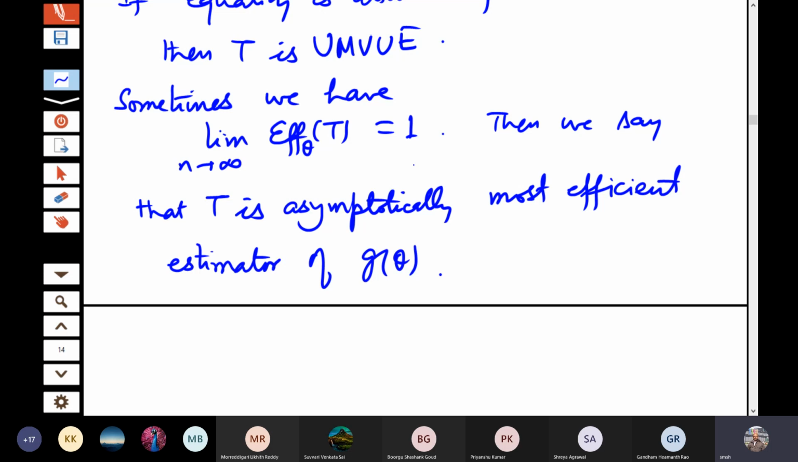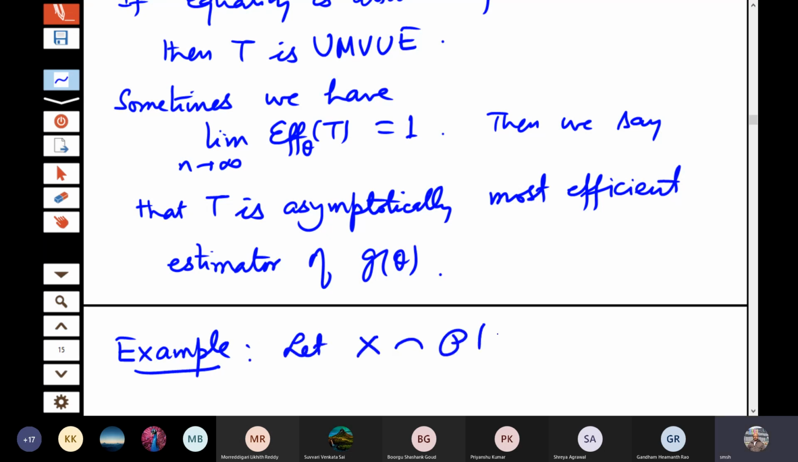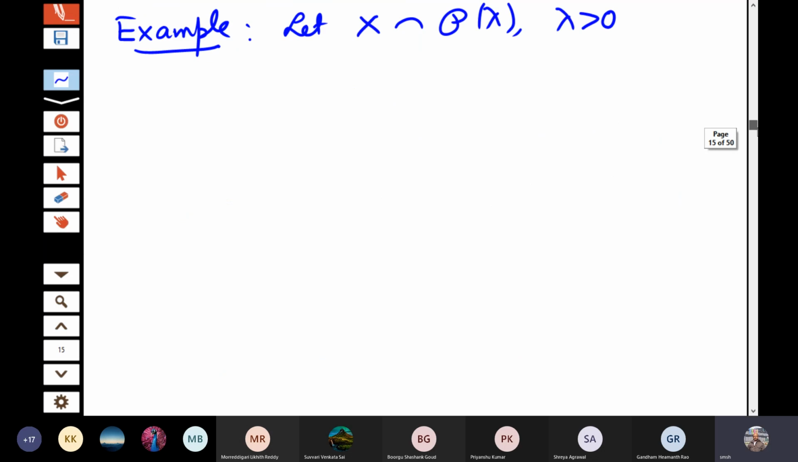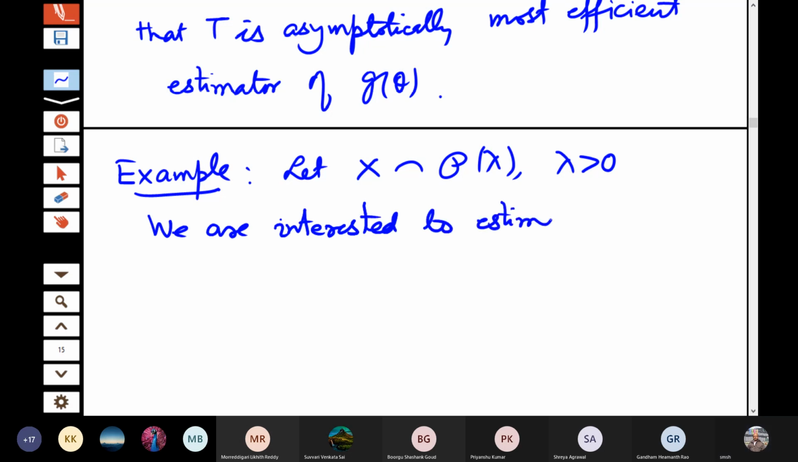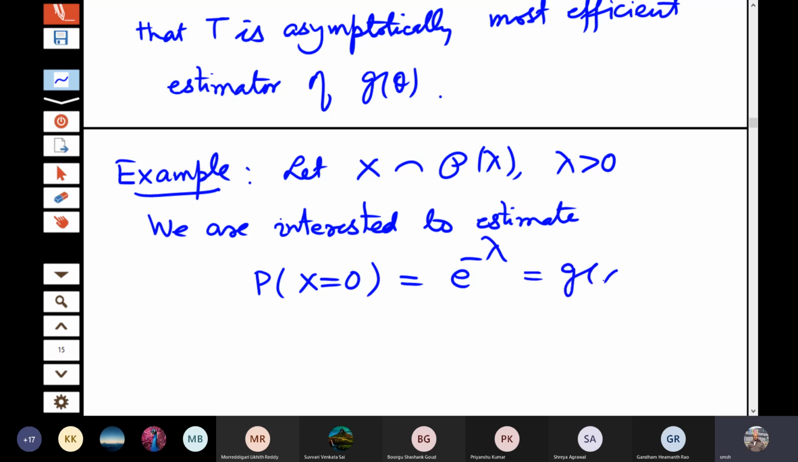So let me take one example of efficiency with respect to the CRLB. Okay. So let us take again a known problem, like for example, the Poisson distribution we have already discussed. However, I am not interested to estimate lambda, but I am interested to estimate something else. We are interested to estimate probability X equal to 0. So this is my g(lambda).